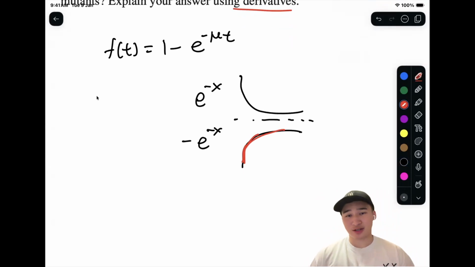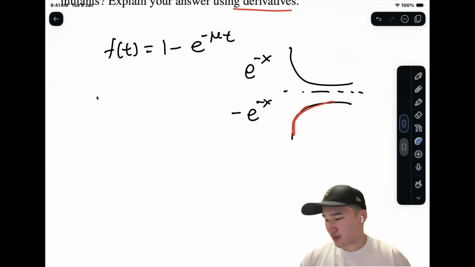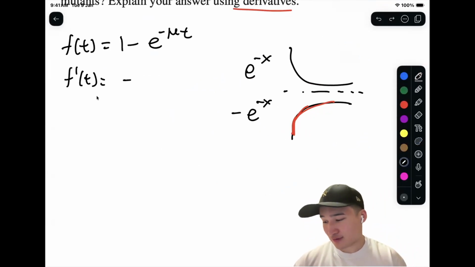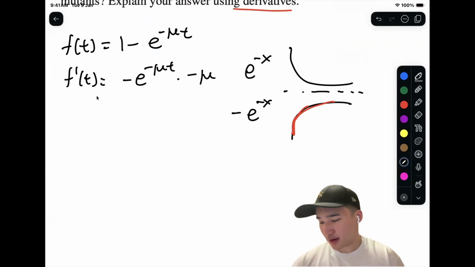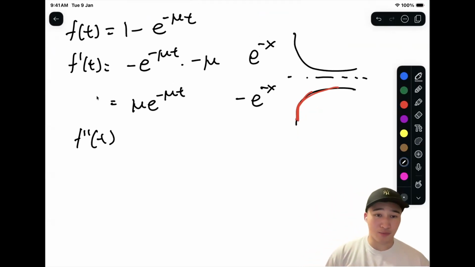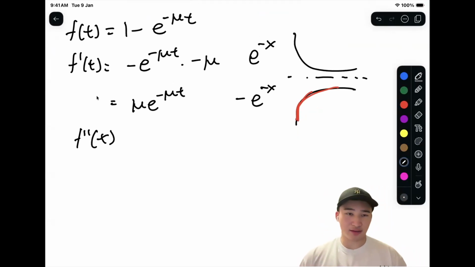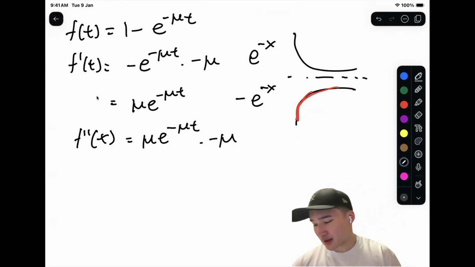The way we prove it is super simple. We just take the derivative twice, and differentiating this is super simple. We just use the chain rule. f prime of t equals negative e to the negative mu t, times our negative mu. Negative mu times negative gives mu e to the negative mu t. This is our first derivative, and that doesn't really give you the concavity. It just gives you the rate of change. So we have to do it again. You have mu e to the negative mu t times our negative mu. So now you have negative mu squared e to the negative mu t.